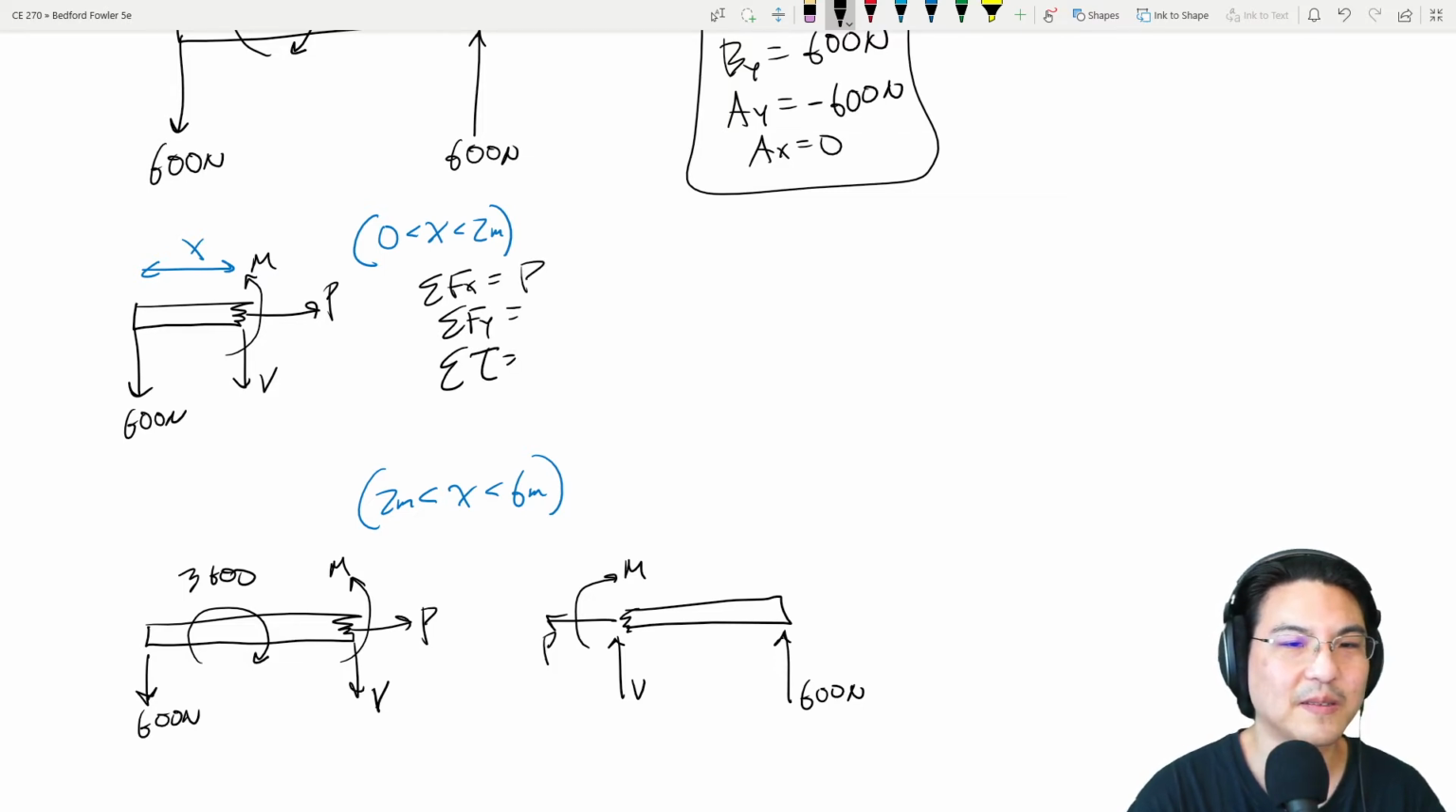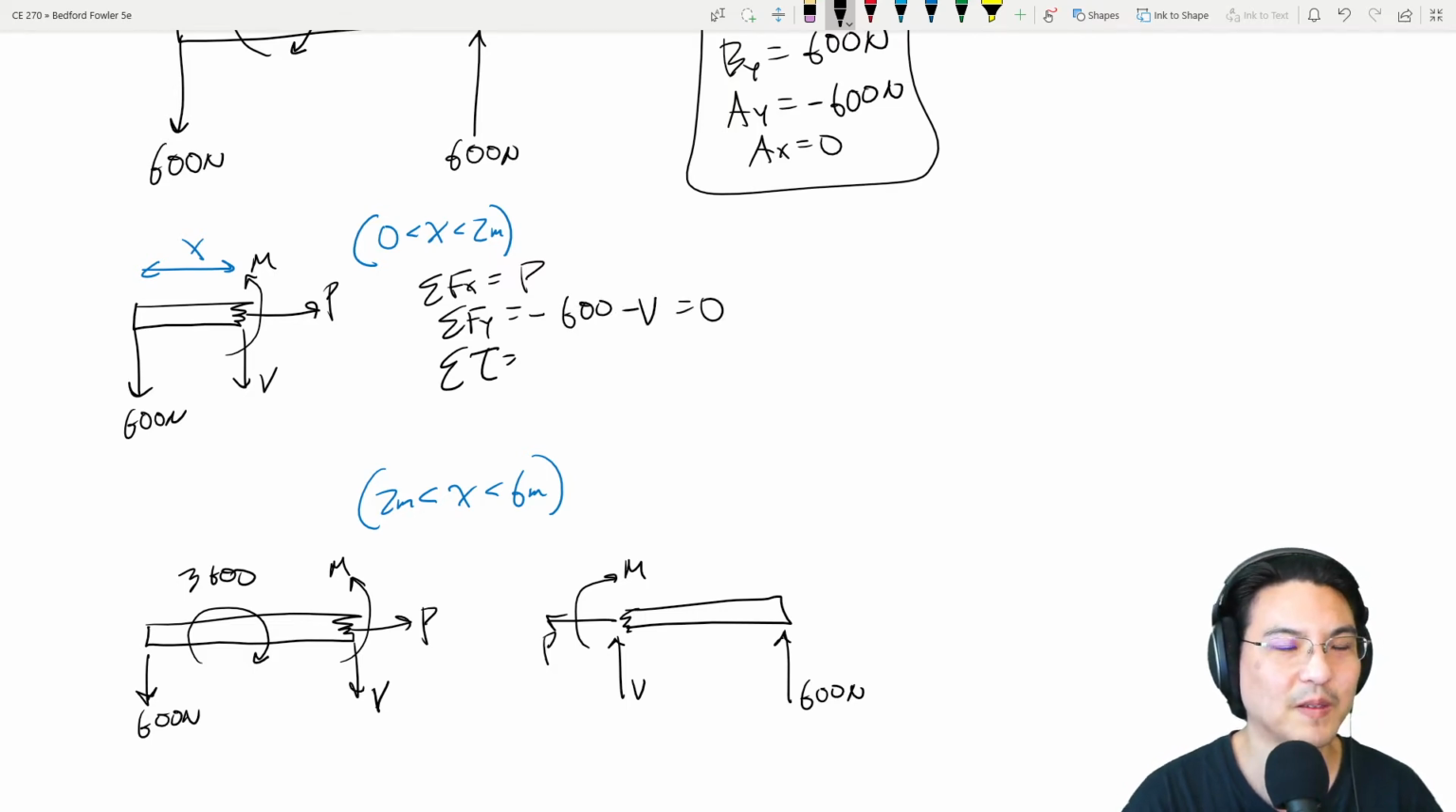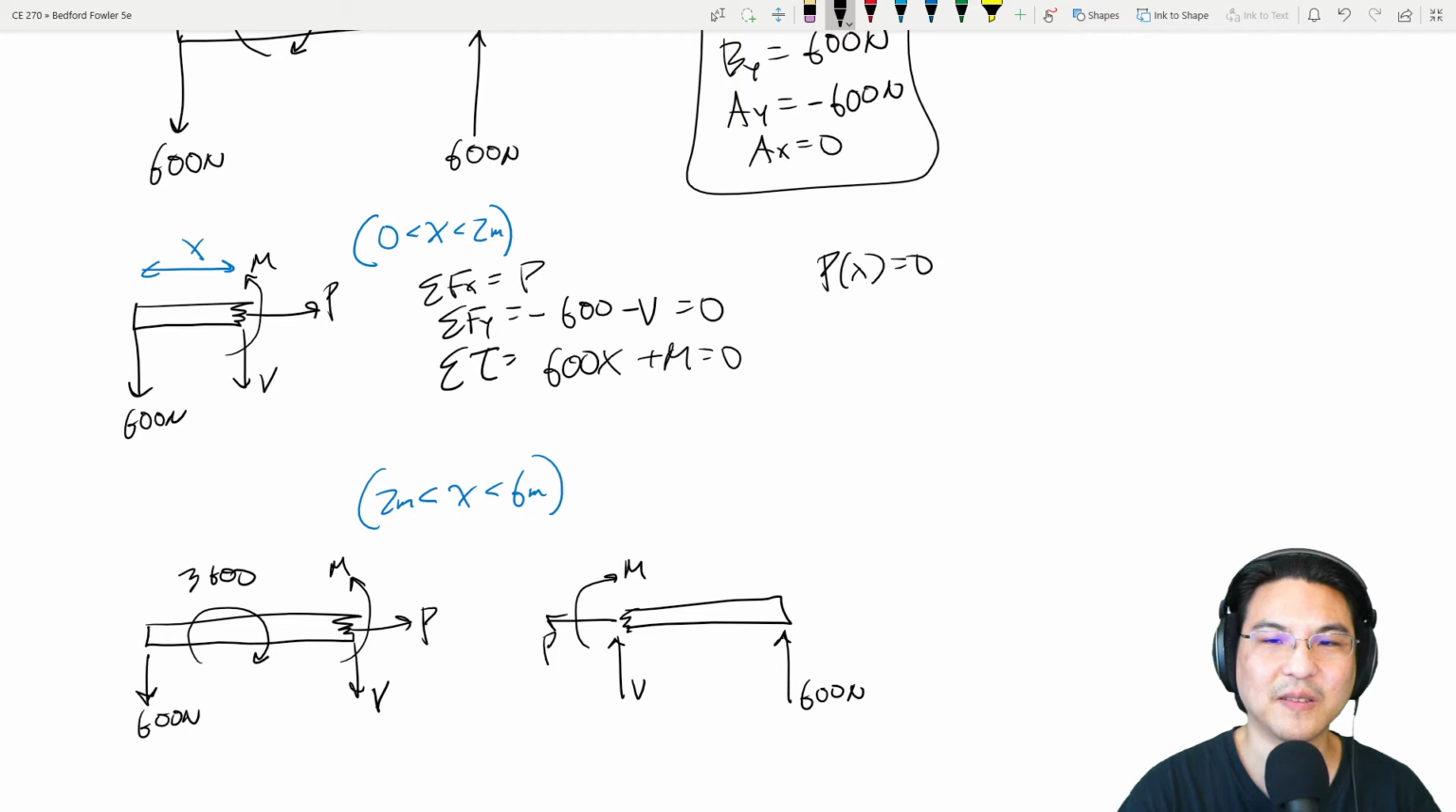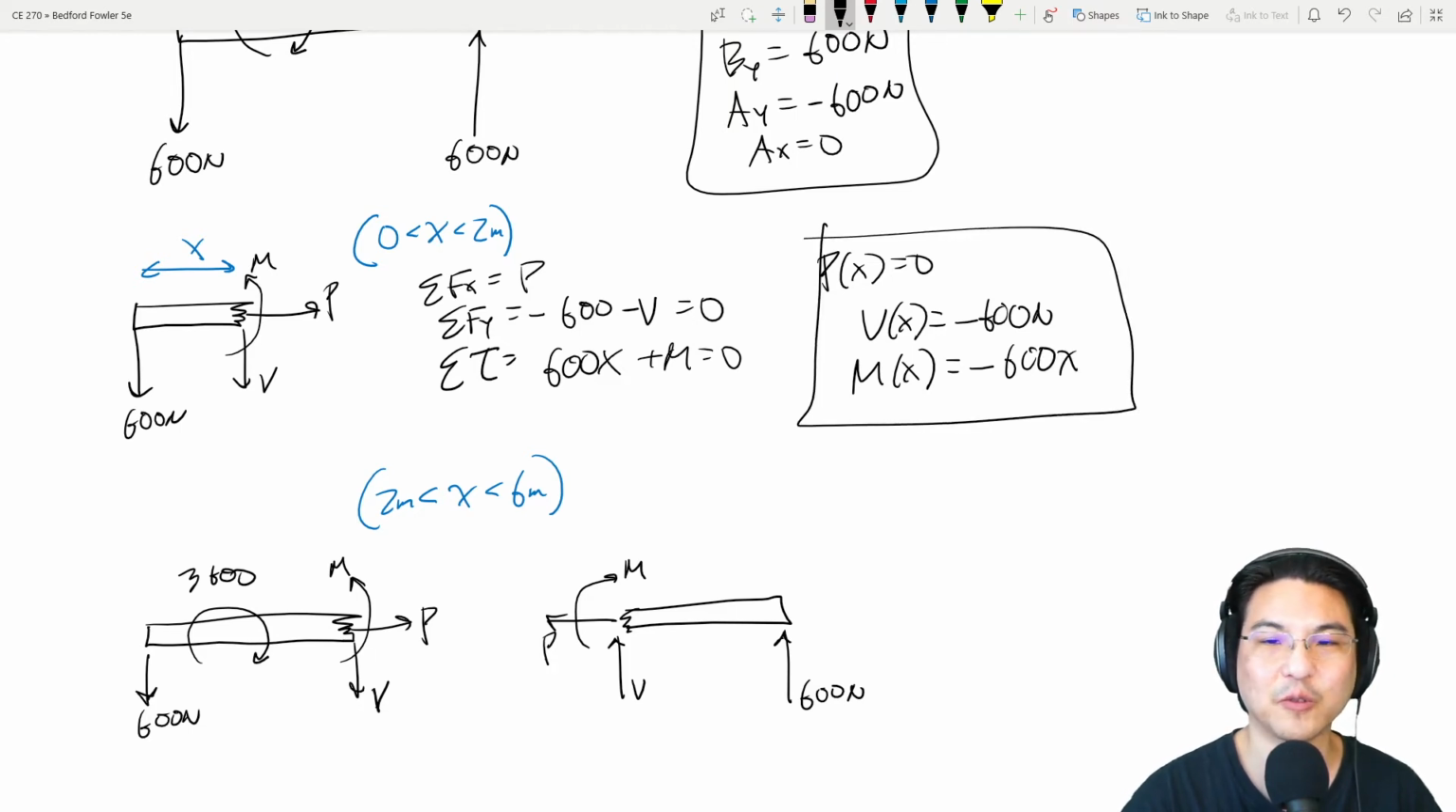Okay, in the X direction, this; Y direction, minus 600 minus V; and sum torque about anywhere we want. If I sum torque about over here, then the torque from this would be 600 times X. And there's this couple plus. Okay, so this is 0. V is negative 600. The bending moment is negative 600 x. And this is true only for x between 0 and 2.